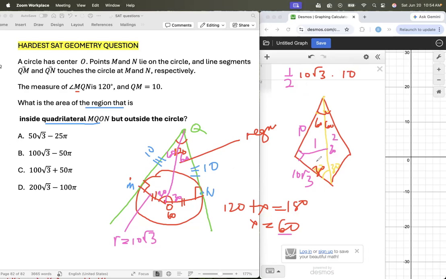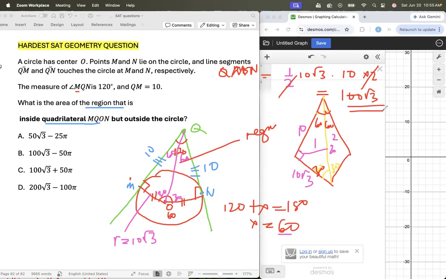But remember, we have two triangles. Therefore, I'm going to multiply by 2. So the whole quadrilateral, which is what? Q, M, O, N, the actual area, the whole thing is equal to half 10 square root of 3. That's one base of a triangle times 10, that's the height, all multiplied by 2 because there's 2 of them. This cancels, and this will be what? 100 square root of 3. So 100 square root of 3 is the area of the quadrilateral.